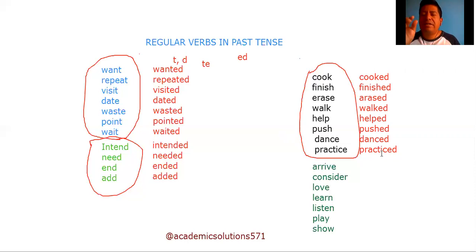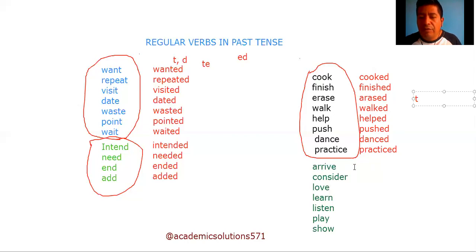You hear at the end the sound of the letter T. It sounds like a T at the end. We don't pronounce the vowel E in these cases. Cooked. We don't say cook-ed, we say cooked. Finished. No, we say finished. Erase, erased. Walk, walked. Help, helped. Push, pushed. Dance, danced. Practice, practiced.